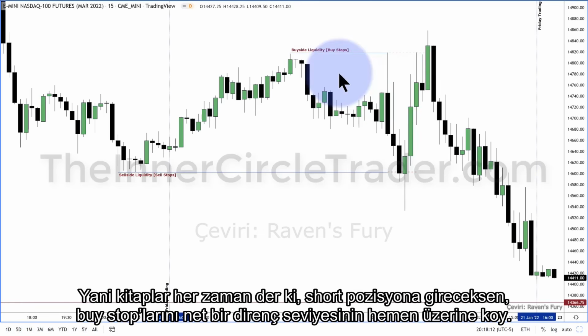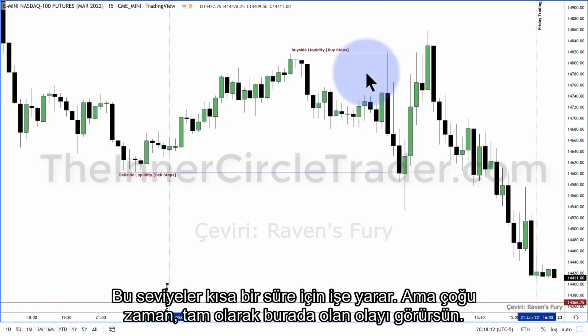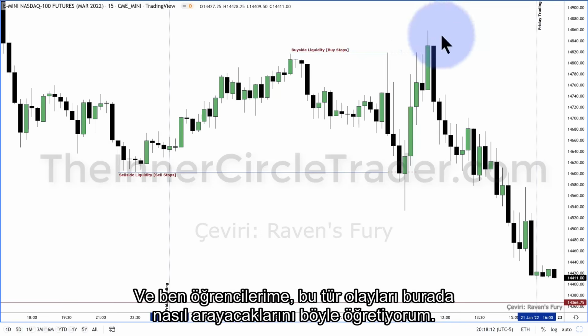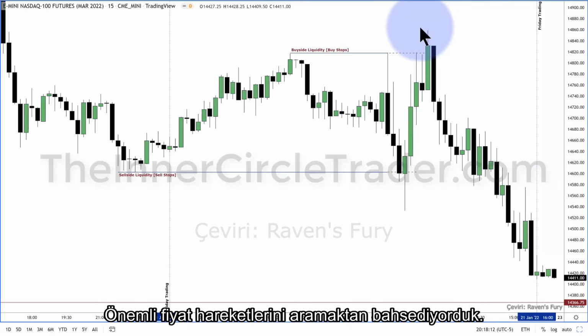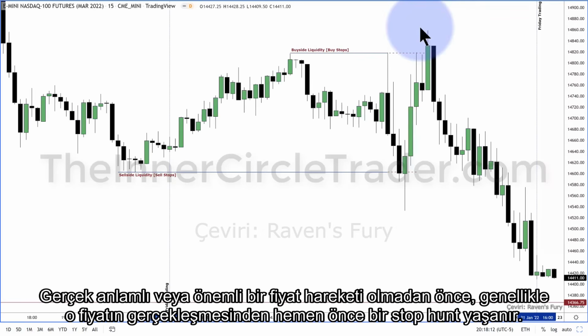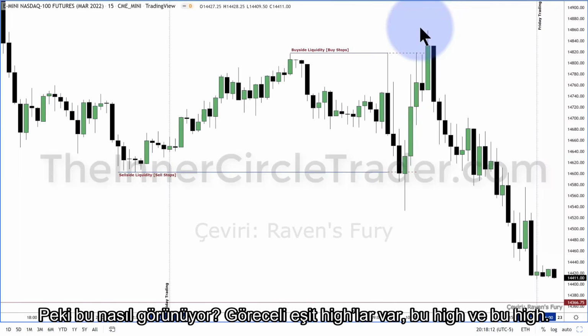So retail traders see this and they trust it as what? Resistance. So the books always say, put your buy stop, if you're going to go short, right above a clear level of resistance. Well, these levels work for a short period of time, but the majority of the time, you see this event right here. And this is how I teach my students to look for those types of events, because what did I just tell you moments ago about looking for significant price moves? Before there's a significant price move of any real magnitude or importance, generally there's going to be a stop hunt that takes place right before that price delivery occurs. So what does it look like?